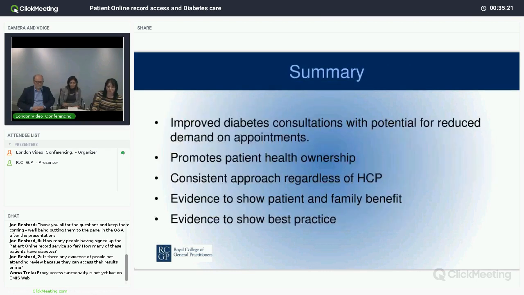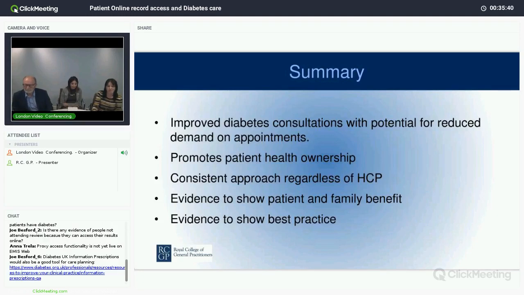So a little bit of a summary. Improved diabetes consultations with this new online access for patients who are going to sign up for that, the potential to reduce demand on appointments. So there's less making appointments by phone, and obviously if we're titrating medication, if the patient has written advice saying, well, if my HbA1c is this, then I don't need to do anything, they can just rebook for 3 months' time.